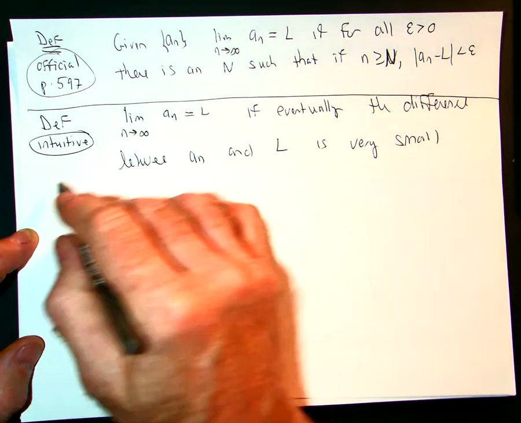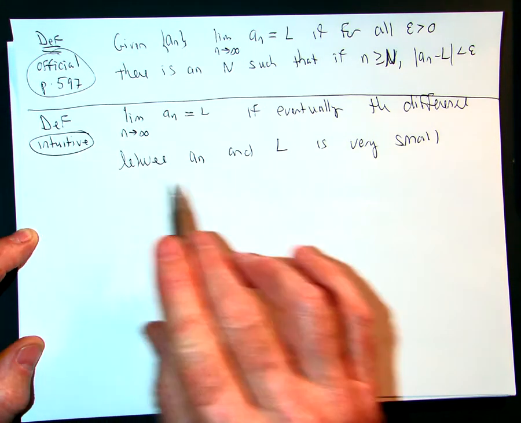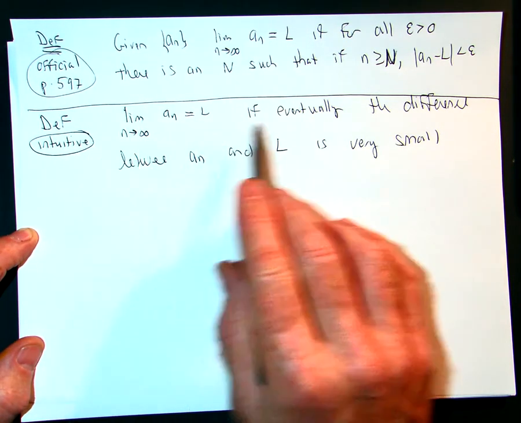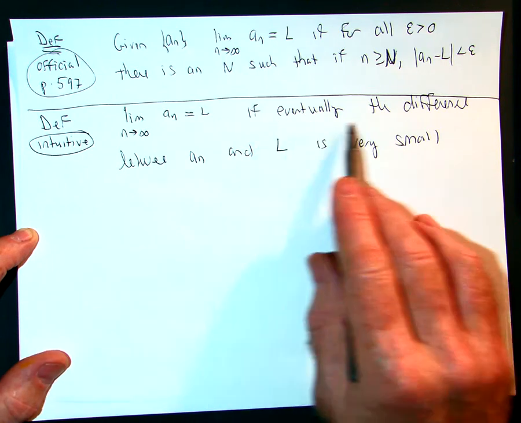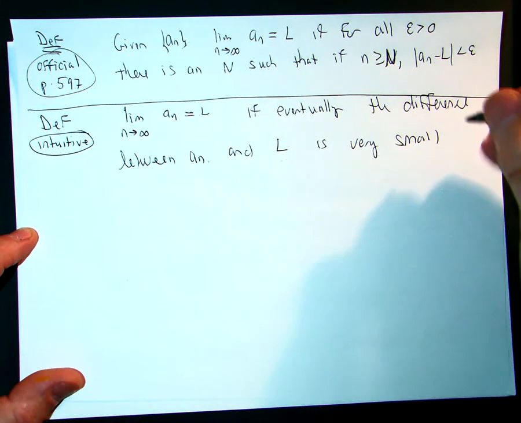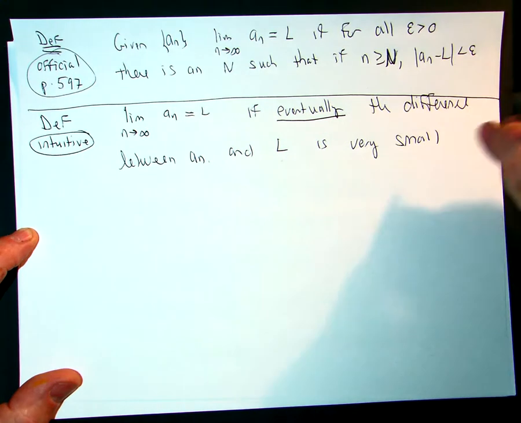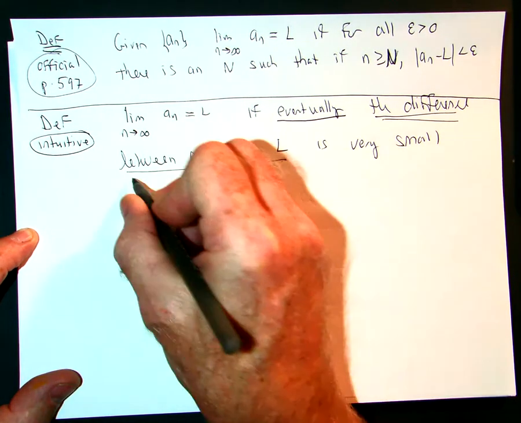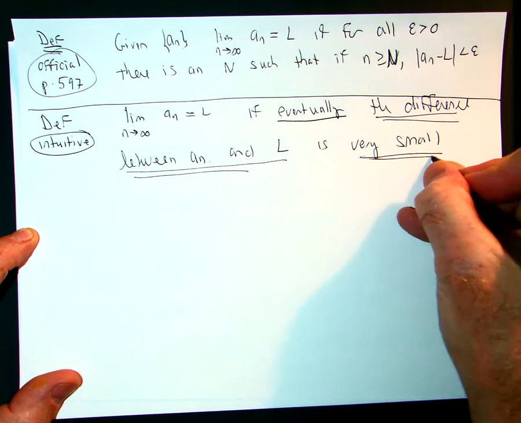Well, what I'm going to do is give you the intuitive definition of a limit and show you how that leads to this. So here's the limit. What we mean is this is equal to L if eventually the difference between a_n and L is very small. So that's one thing, eventually. The second thing is the difference between a_n and L, and the third is very small.